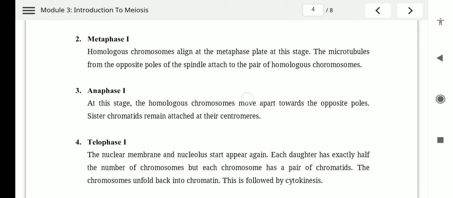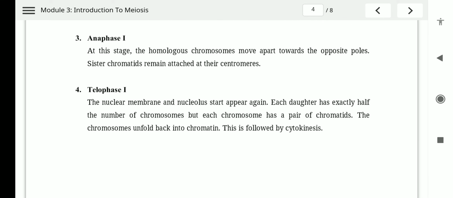Anaphase 1, in this stage the homologous chromosomes move apart toward the opposite poles. So, the homologous chromosomes move toward the opposite poles, and the sister chromatids remain attached at their centromere. Whereas in telophase, this is the last phase of meiosis 1, the nuclear membrane and nucleus start to appear again, and each daughter cell has exactly half the number of chromosomes, but each chromosome has a pair of chromatids.